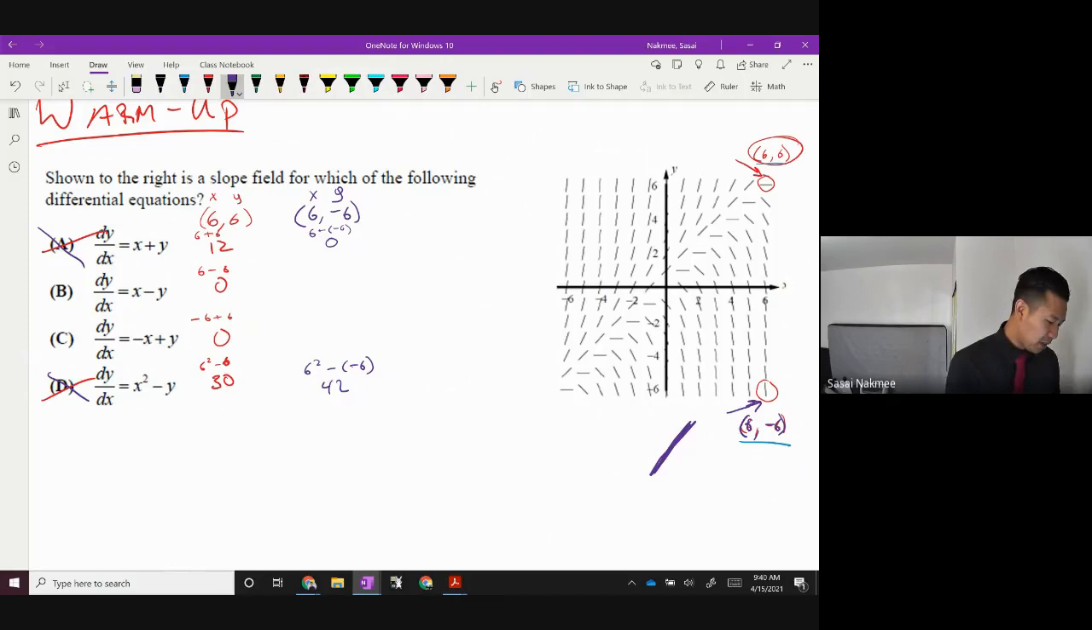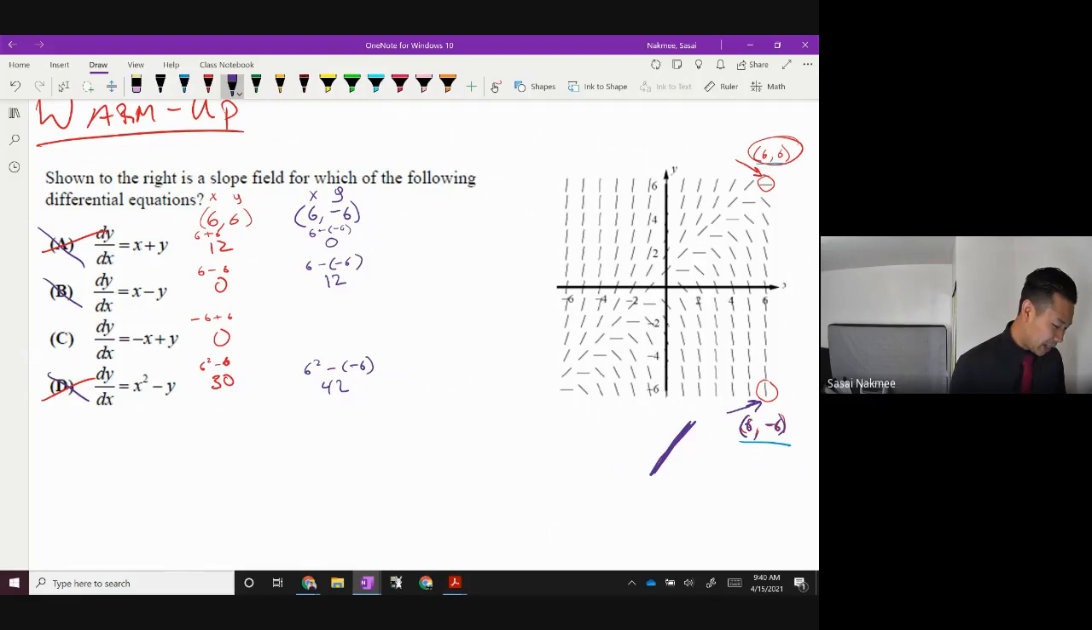So for B, I'm going to get here 6 minus -6, right? That's how I'm going to get there when I plug that in. And that's going to come out to be positive 12. And again, it's a positive number there, which means that I should have a positive looking slope. That doesn't look like a positive looking slope. So B is actually out of the question, it is not the answer, right?